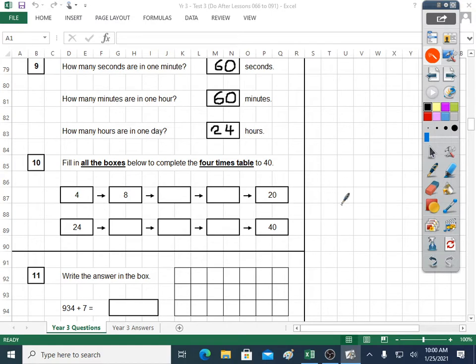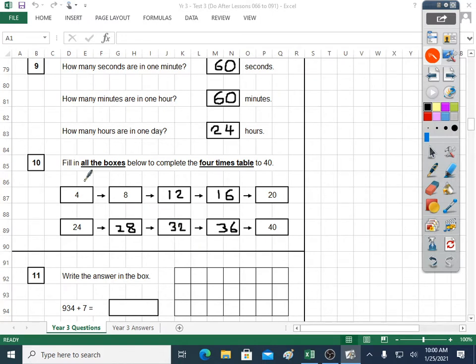On to question 10. Fill in all the boxes below to complete the 4 times table to 40. Well, that's easy. 4, 8, 12, 16, 20. That's easy if you know your song. 4, 8, 12, 16, 20, 24 and 28, and 32, 36 and 40. 44 and 48. We don't need any more though.